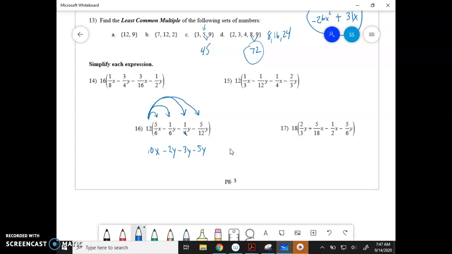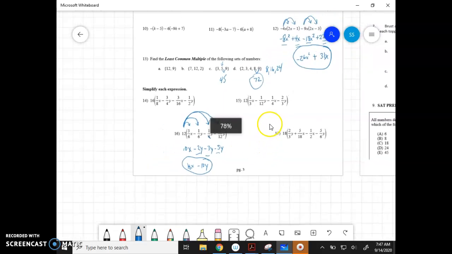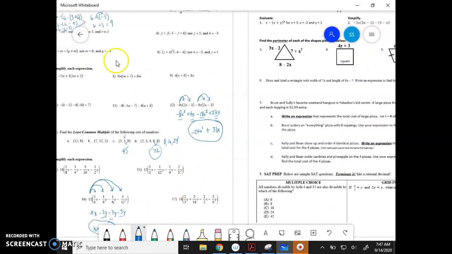All right, now we have to combine like terms. We got a bunch of y terms, right? Negative 2, minus 3, minus 5. That's going to be negative 10. So we're going to have 10x minus 10y. Okay? All right. There is the practice problems.